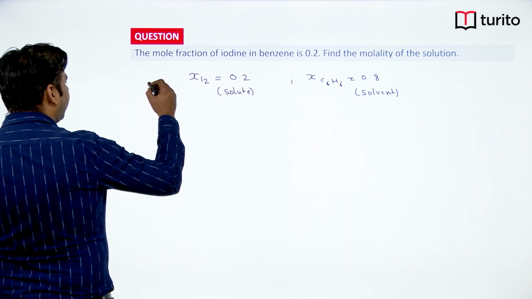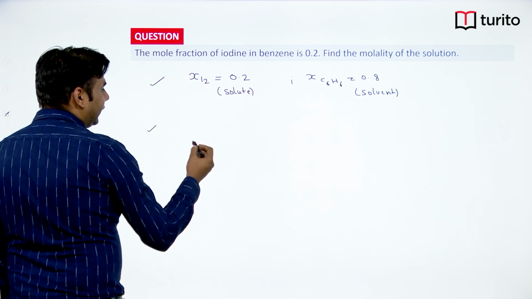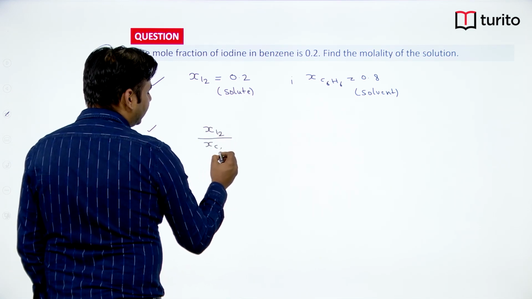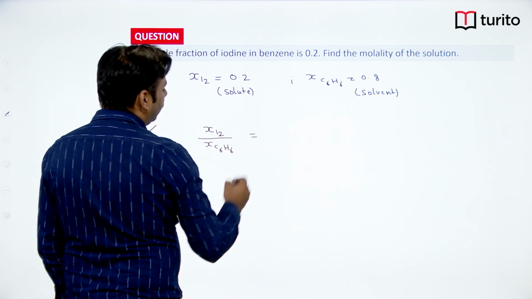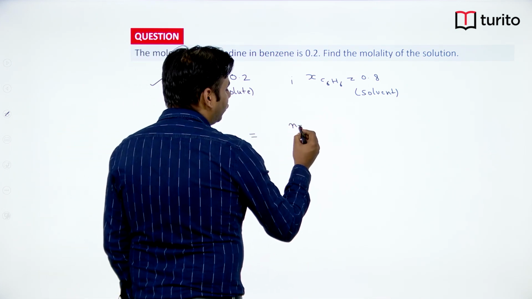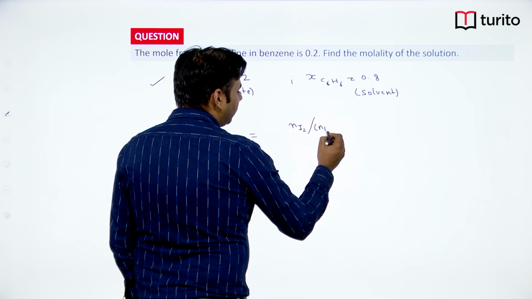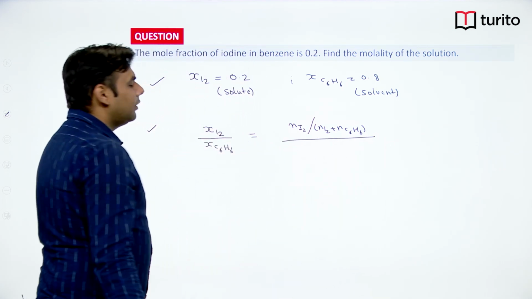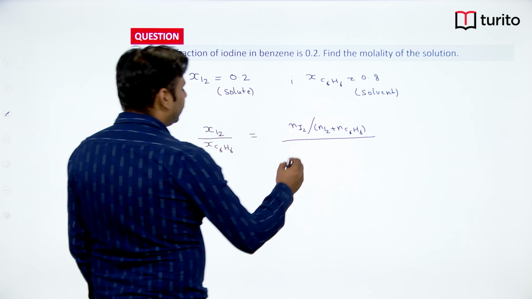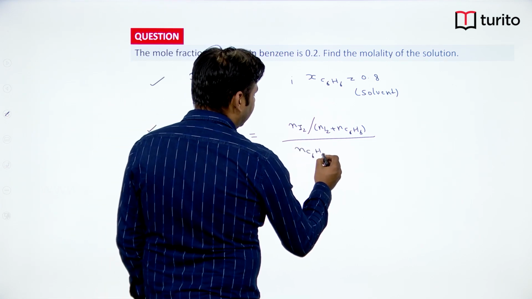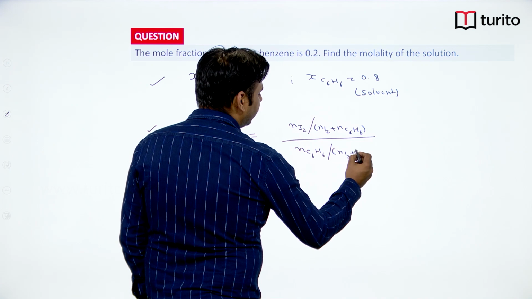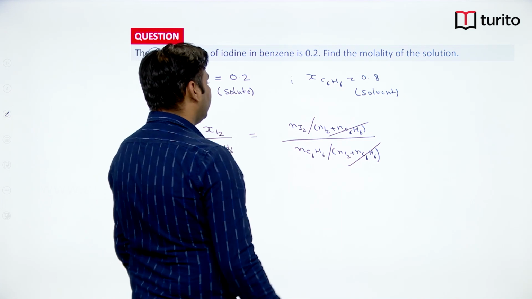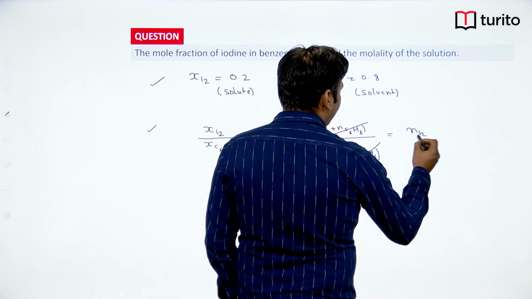Now suppose we take the ratio of the mole fractions, that is, moles of iodine upon moles of benzene. We know that the mole fraction of iodine would be moles of iodine upon total moles. Total moles will be moles of iodine plus moles of benzene. Now the mole fraction of benzene will be moles of benzene divided by total moles, that is moles of iodine plus moles of benzene. So these two will get cancelled out, and the ratio of mole fractions is also the ratio of the moles.